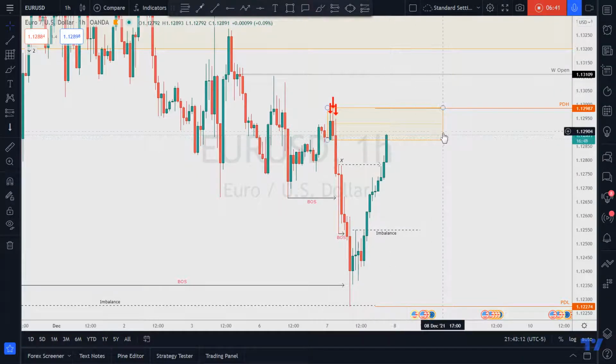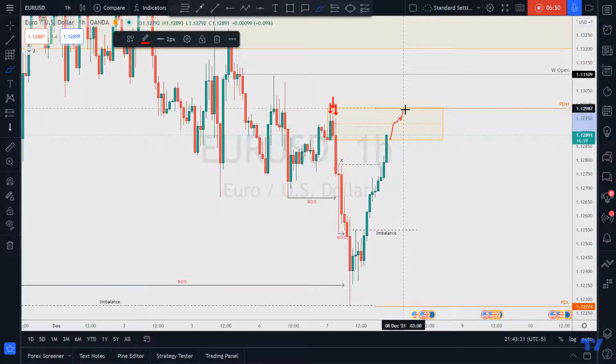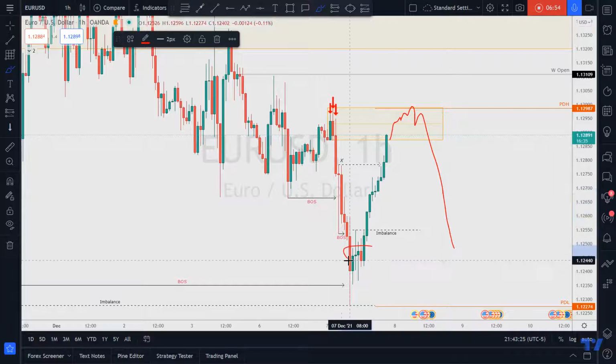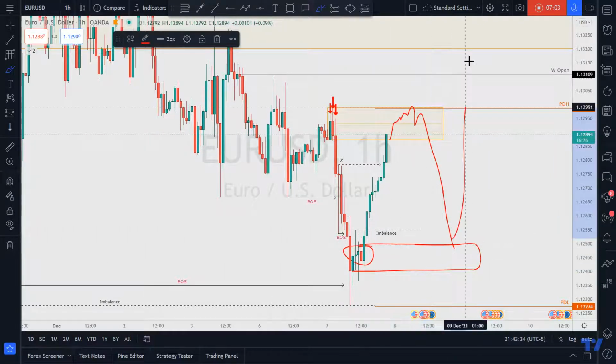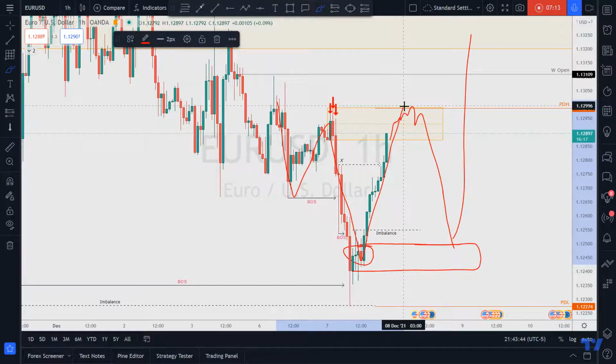And here we are at a very important POI. This is where I believe price may start to give us a transition to come back down and maybe fill this imbalance and hit this order block here and then go up. Because what I want to see is lower low, lower high, lower low, lower high.